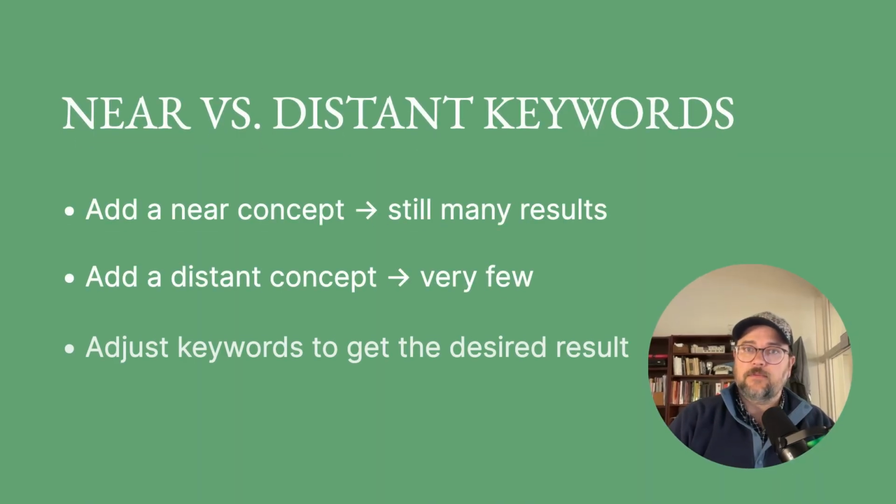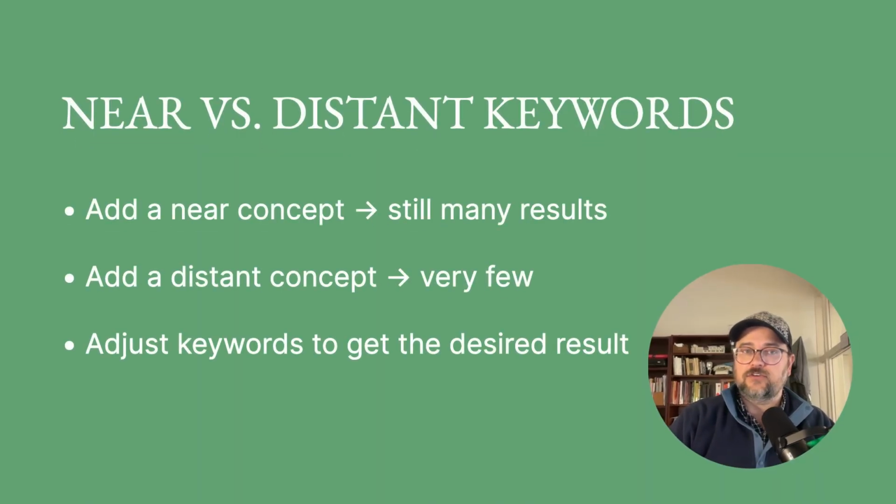So that's something to keep in mind as you're trying to finesse your search and work with different search terms, is that if you're adding conceptually distant terms, you're going to get very few results. And if you add conceptually similar or conceptually near terms, you're still going to get a lot of results. And that's a way that you can sort of intelligently adjust your search to achieve the result that you want.